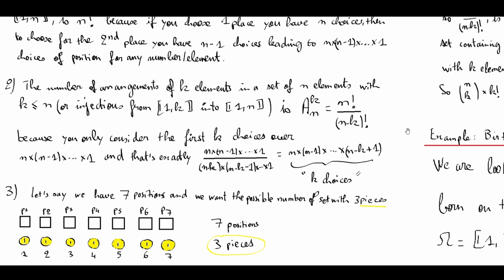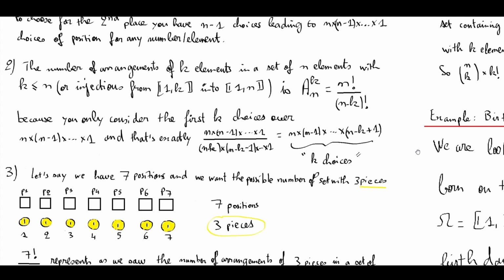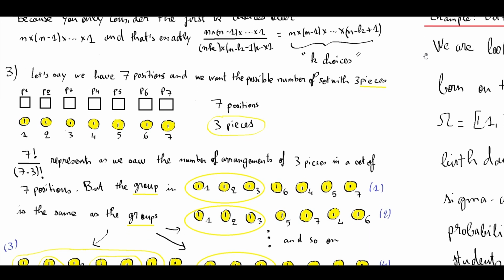Let's say now in the third point that we have 7 positions and we want the possible number of sets with 3 pieces, 3 gold coins. So we have 7 positions, P1, P2, P3, P4, and we have 7 gold coins, but we are only interested in 3 gold coins. So 7 factorial over 7 minus 3 factorial represents, as we saw, the number of arrangements of 3 pieces, 3 gold coins in a set of 7 positions.